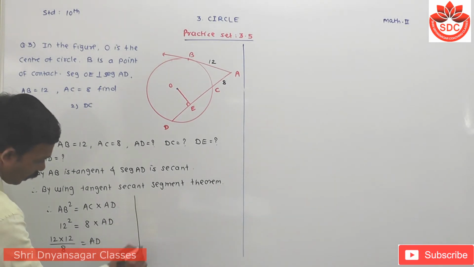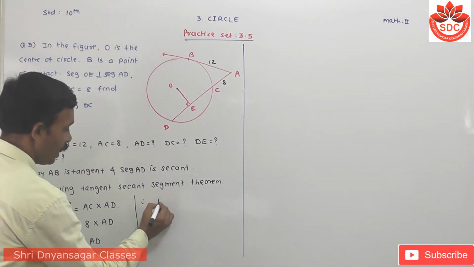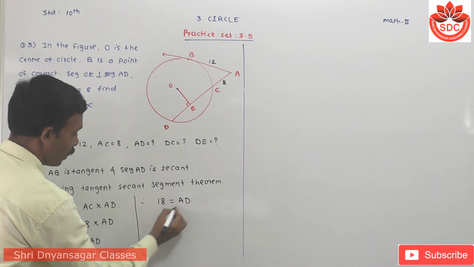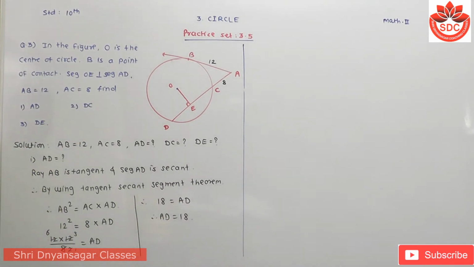Therefore, we have to divide it by 4. 4 2s are 8, 4 3s are 12. Then 2 1s are 2, 2 6s are 12, 6 3s are 18. Means that 18 is equal to AD. Therefore, AD is equal to 18. Then we find out the next one, DC.